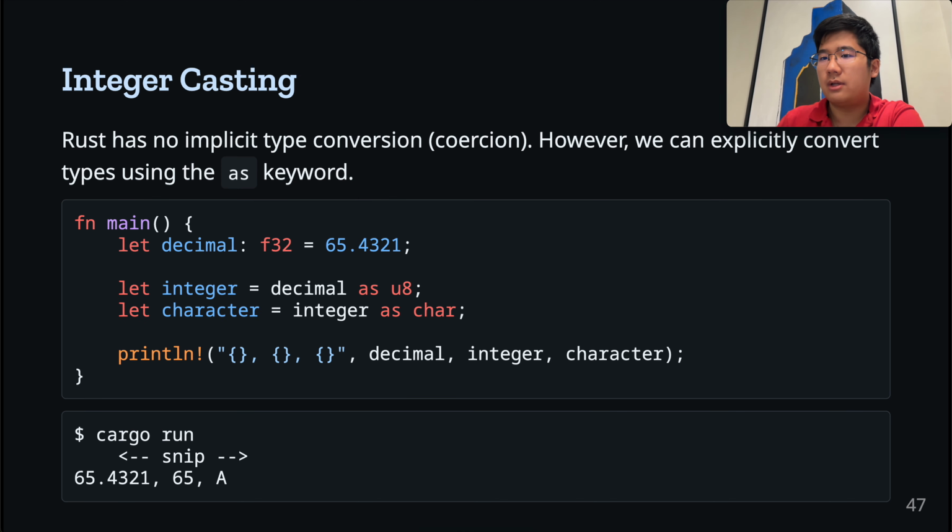Integer casting. Unlike in C, we do not have any implicit coercion. So we cannot put a cast in parentheses and then move on with our data. However, we can explicitly convert using the as keyword. And notably, with this as keyword, we are only allowed to cast between very specific types, and it's a lot more strict than C and C++.